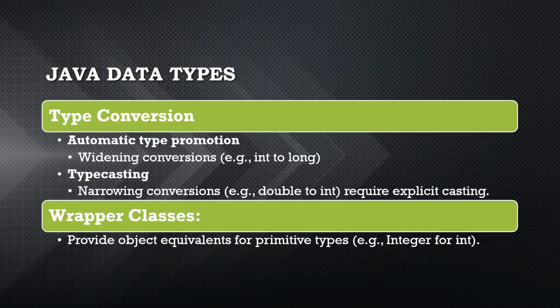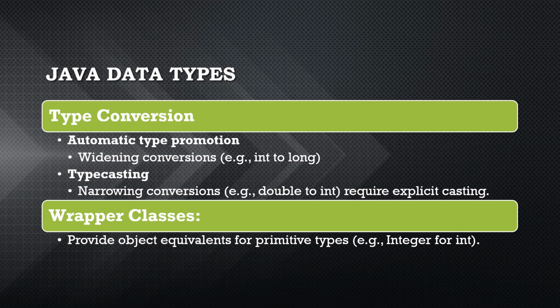In Java, type conversion and wrapper classes are key to managing different types of data. Automatic type promotion helps by widening conversions, like when an int is promoted to a long in operations without extra effort from you. For narrowing conversions, such as turning a double into an int, explicit typecasting is required using a cast operator, e.g. (int) myDouble.